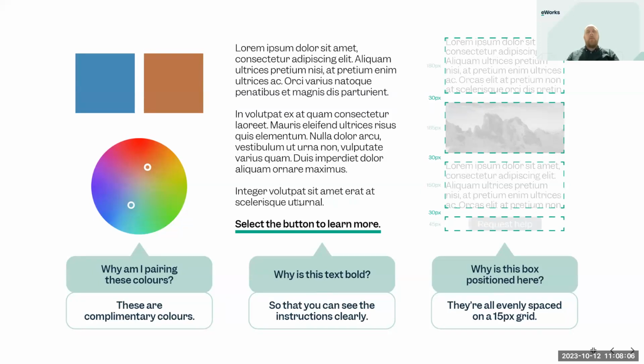In the second example, the text has been bolded because it's an instruction, and this would be a rule that we would apply throughout the whole course to create a consistent rule that helps guide the learner through and to point out whenever there's an instruction. And then the third example, everything's actually on a 15 pixel grid. And so that helps it feel like everything's evenly spaced, and it will guide you as to where to place things.